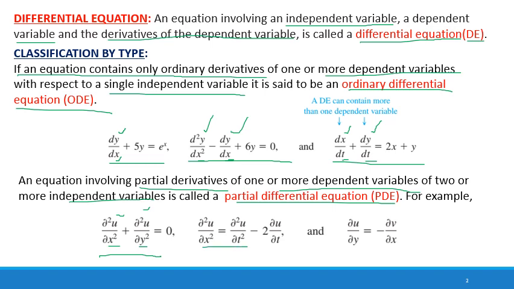Again, in the second equation, we have one dependent variable u, and again we have two independent variables x and t. Then in the third equation, we have two dependent variables u and v, and also two independent variables y and x. So these are a few examples of partial differential equation.